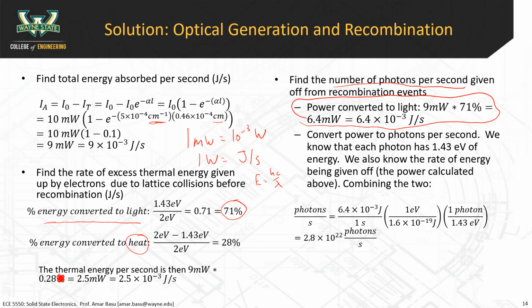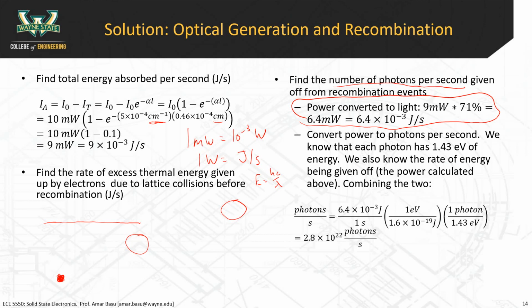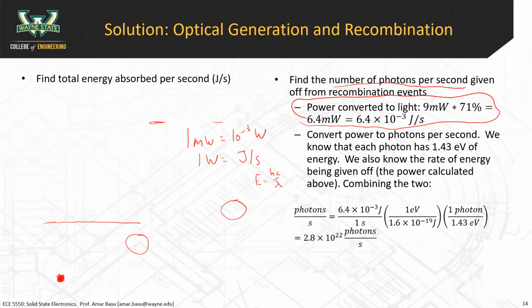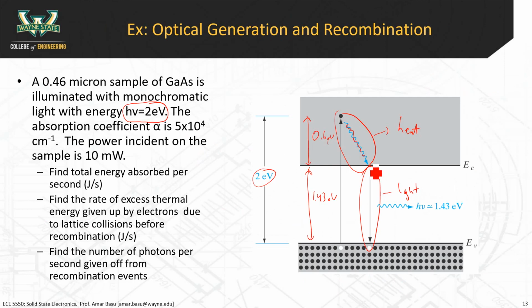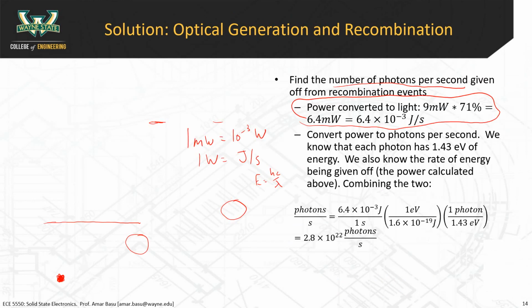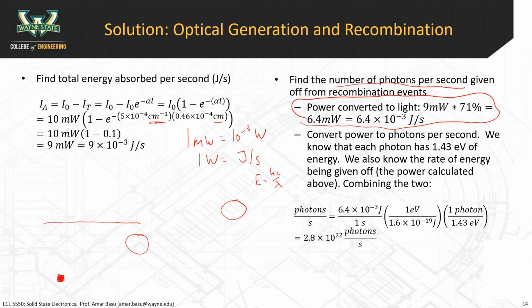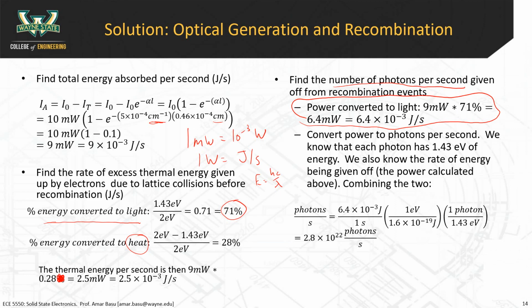So when that photon transitions, when it does that second step, it loses 0.6 electron volts up here, and then the transition here, it loses 1.43 electron volts. So every photon that's being generated has 1.43 electron volts of energy. We know the rate of energy that's being given off, and we can just combine the two to figure out the photons per second. What we're doing here is a unit conversion. It's a simple unit conversion problem.